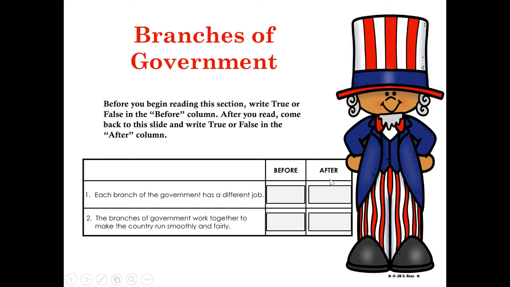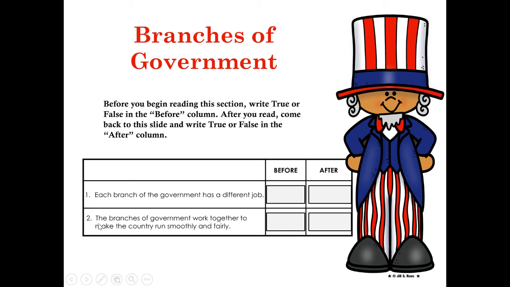So in the column that says after, you're going to write either true or false. The first one says, each branch of the government has a different job. True or false? Put that in your after box. If each branch of the government has a different job, write true or false.